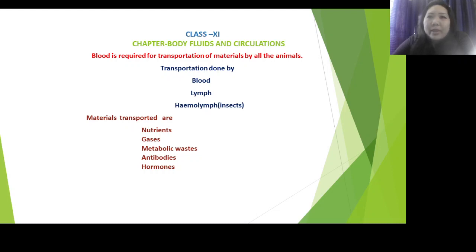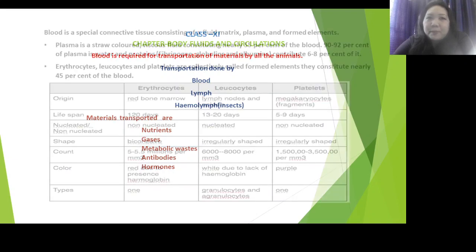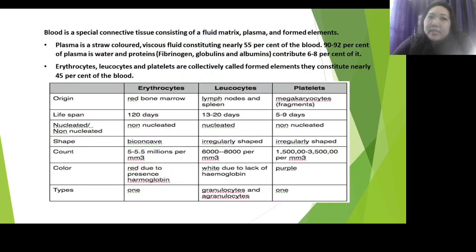Blood is required for the transportation of all the materials by all the animals. Transportation of materials in animals is done by blood, lymph, and hemolymph in insects. The transported materials are nutrients, gases, metabolic waste, antibodies, and hormones. Blood is a special connective tissue consisting of fluid matrix, plasma, and formed elements.